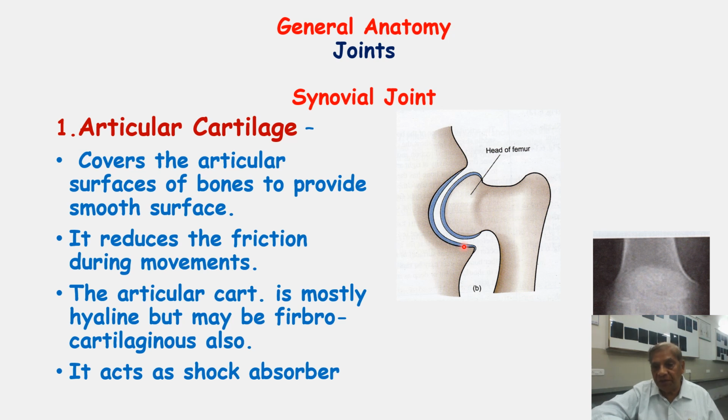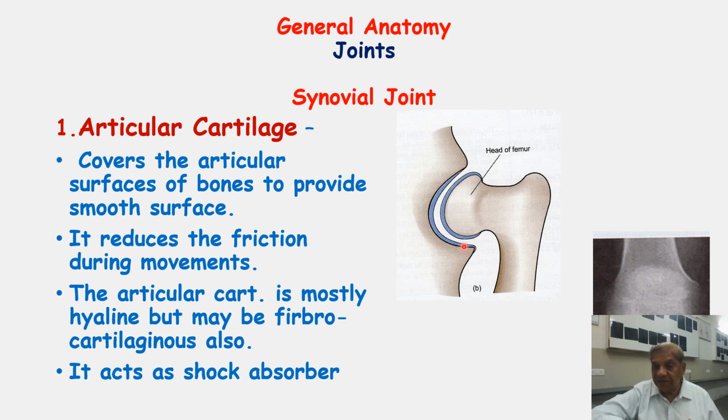Okay, when you jump or run, the ends of the bones are impacting each other, and that shock between these two articulating bones is absorbed by the articular cartilage, beside making a smooth surface for the avoidance of friction when the movement is taking place. So the cartilage acts as a shock absorber.